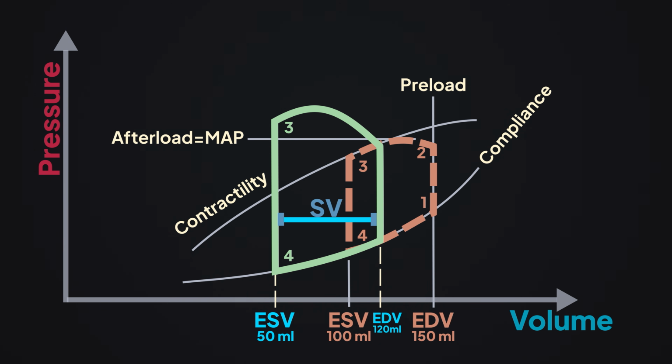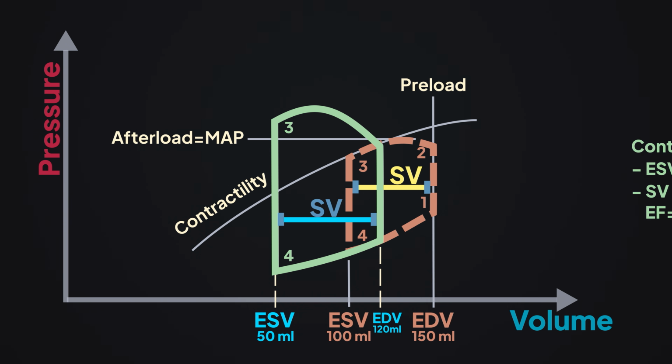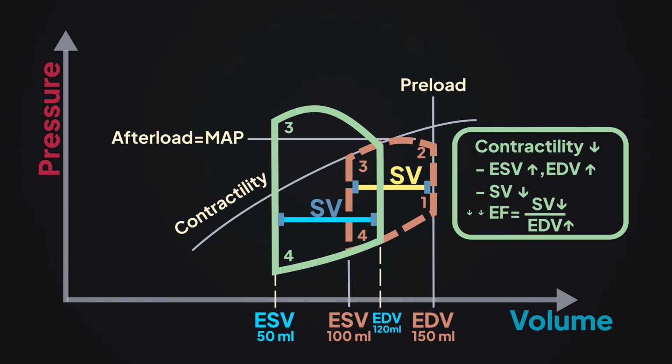Look at the result. The heart can't pump effectively anymore, so blood stays inside and your end-systolic volume increases. Because the heart doesn't empty, it overfills, and end-diastolic volume increases too. The loop becomes shorter and much narrower. This means both your stroke volume and your ejection fraction are crashing.